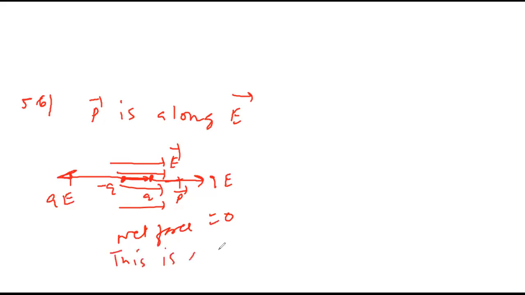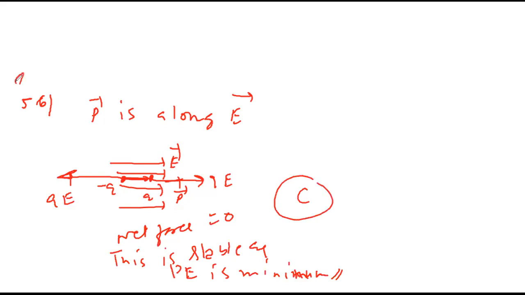Again, if you recollect, stable equilibrium means potential energy is minimum. So the answer is 0 and minimum. That is C. This is also an important theoretical one.